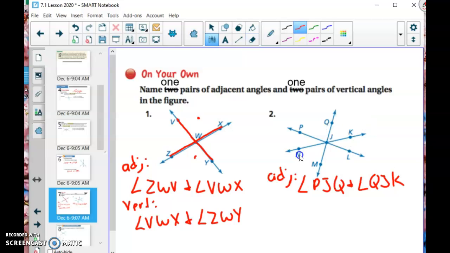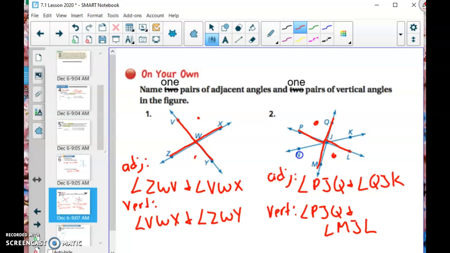Then to share a pair of vertical angles, there's lots of pairs of vertical angles on this one. I'm going to choose this one and this one. So a pair of vertical angles would be PJQ and angle MJL. Notice how I have J in the middle for all of these.